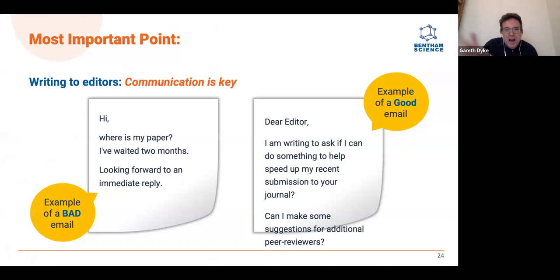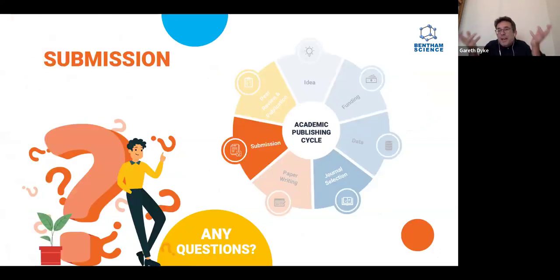"Where's my paper? I've waited 2 months. I'm looking forward to an immediate reply" is not a good example of the way to communicate with an editor. And of course, polite email communication in all of your working life, in all arenas of your working world is important. "I'm writing to ask if I can do something to help speed up my recent submission to your journal. Can I make some additional suggestions for peer review?" Is a much more helpful, a much more constructive, a much more manageable way to make your communications to editors count.